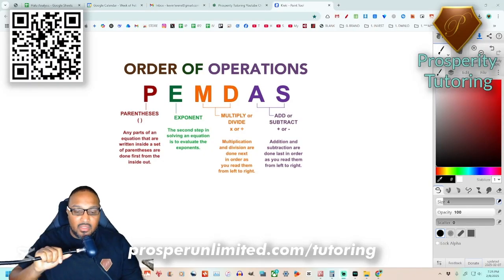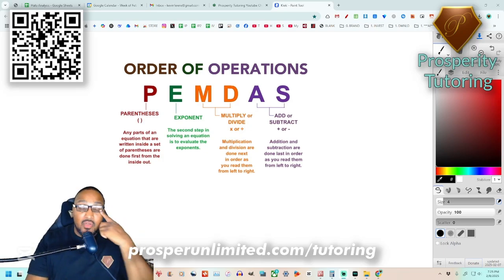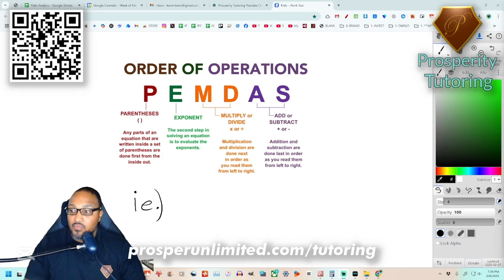When we talk about adding and subtracting and multiplying and dividing, what we're really talking about are operations. And operations have an order. In order for a math equation to be solved, the first thing you need to know is your order of operations. The first order of operation is parentheses.